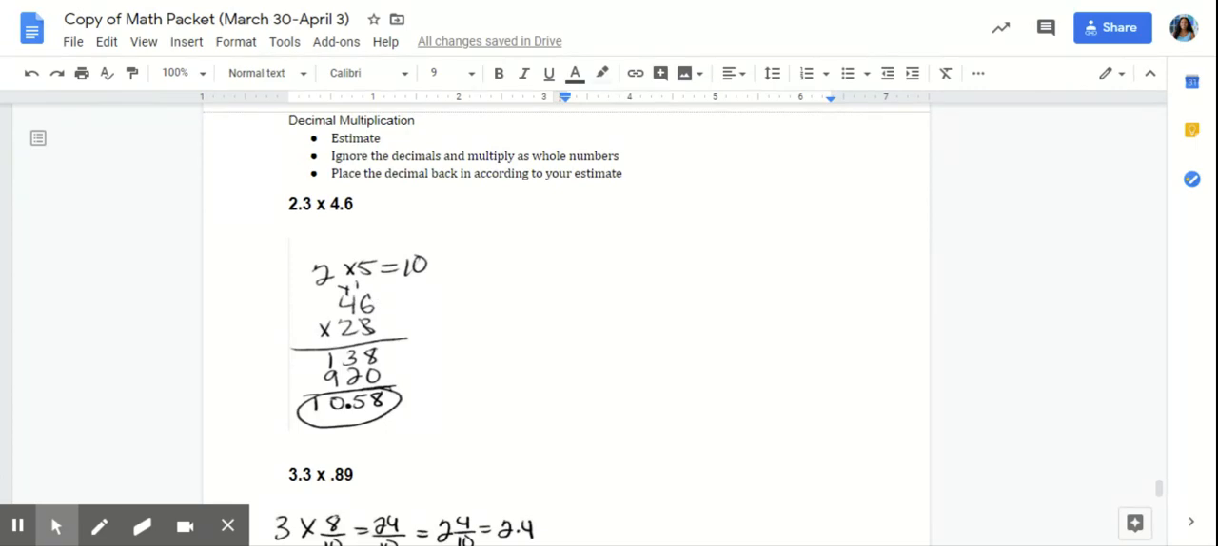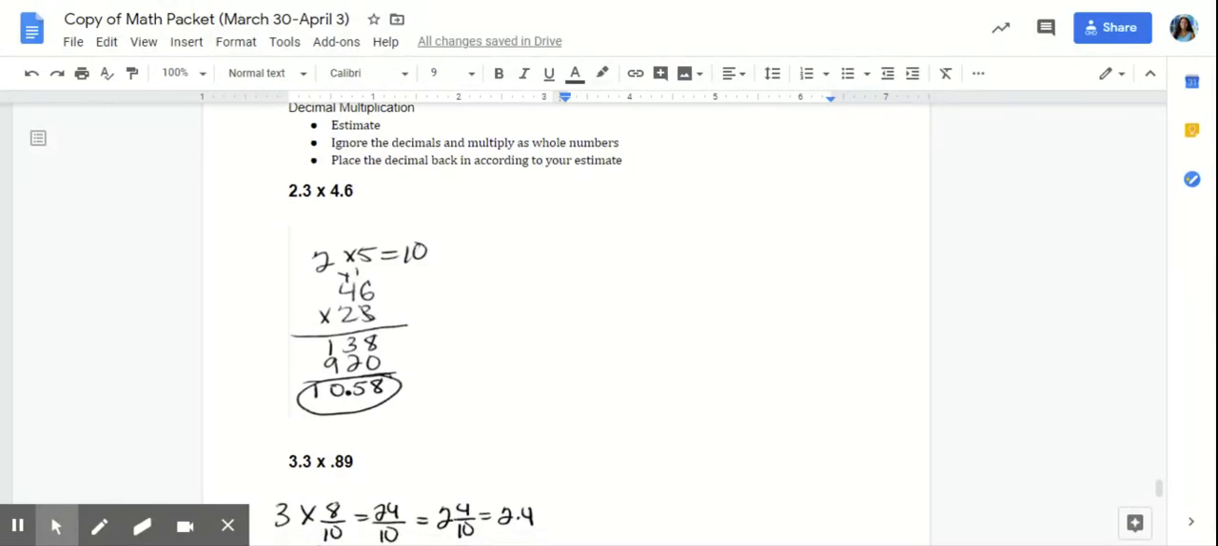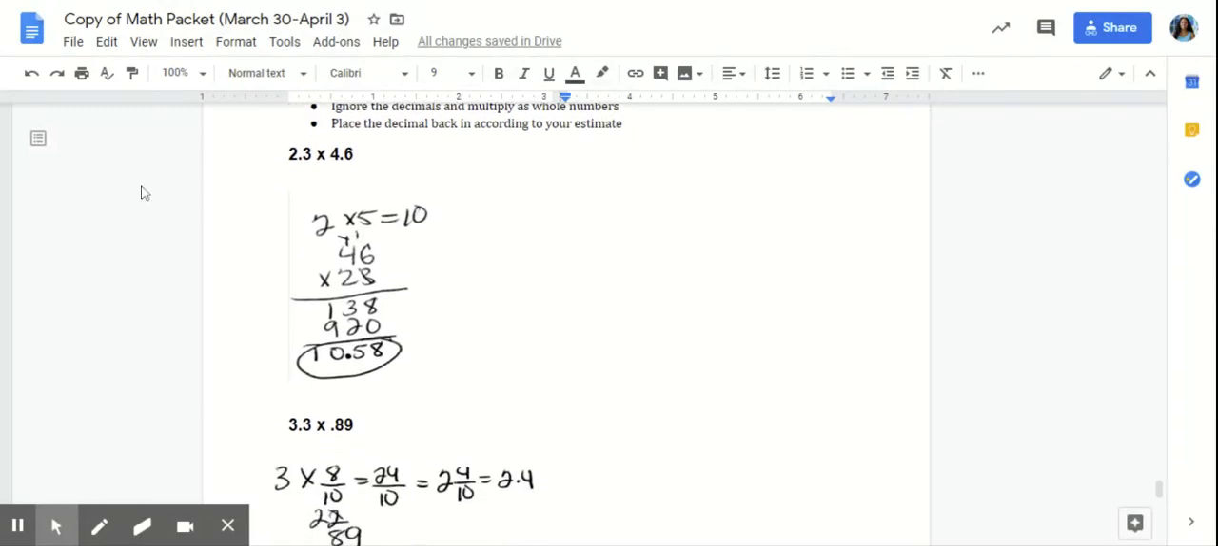For our last part of our math review, we have decimal multiplication. First, we're going to estimate. Then we're going to ignore the decimals and multiply as whole numbers. Then place the decimal back in according to your estimate. So I have 2 3/10 multiplied by 4 6/10. My estimate is 2 times 5, which equals 10. So I know that my answer should be close to 10.